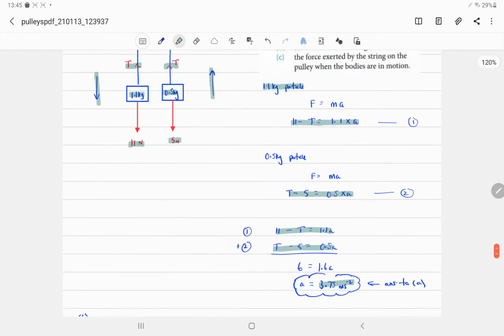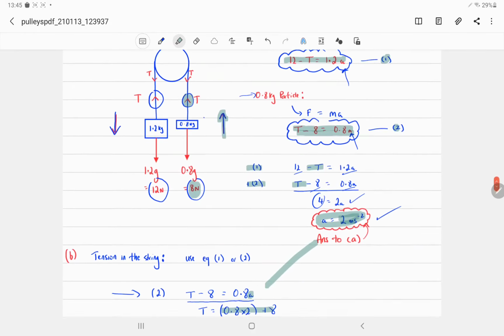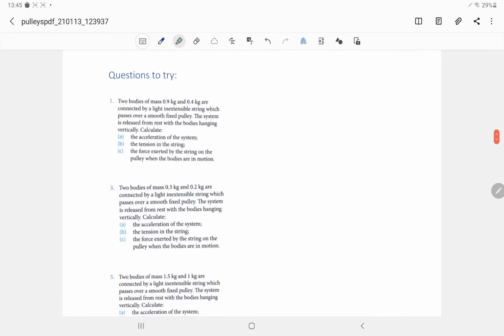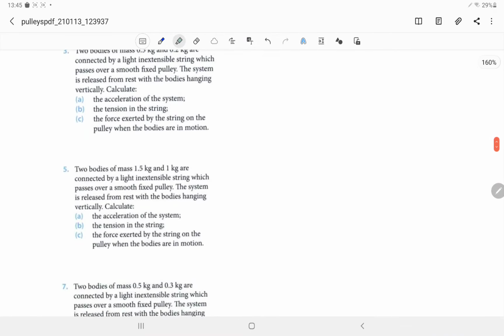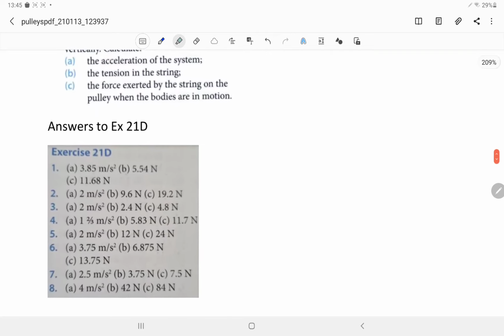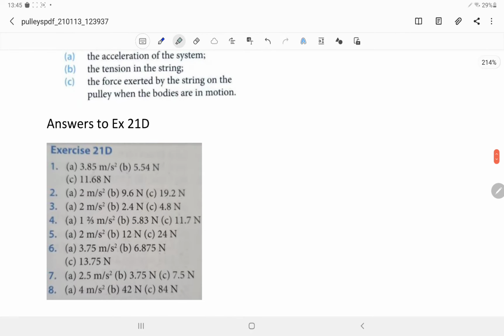So those are 3 questions. 2, 4, 6. Have a go at 1, 3, 5 and 7. There's the answers. I'm not getting you to submit anything, just try and get those answers, and if you have any problems, let me know.